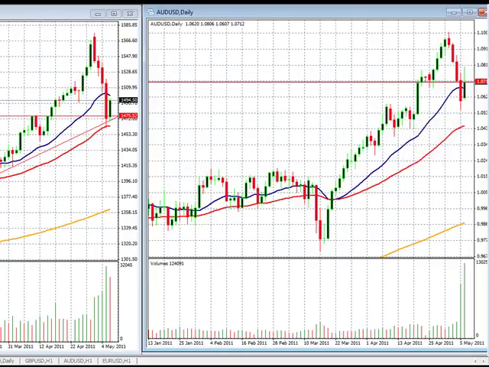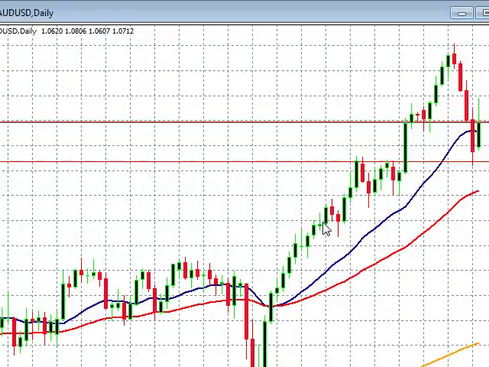Let's put one more in here, just to see what's going on. Swing high. So it'll be interesting to see how it interacts in this box here. Staying above the 20 or falling below.